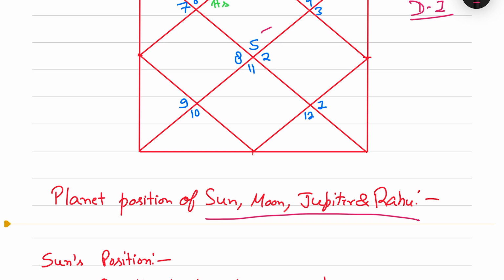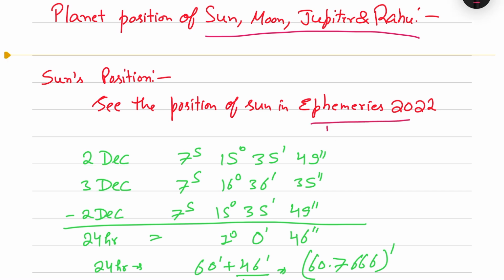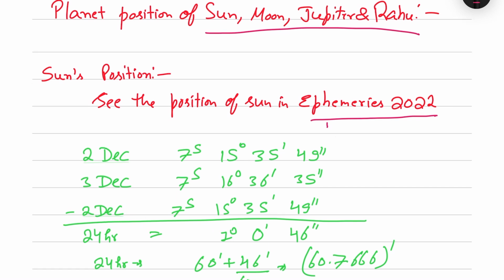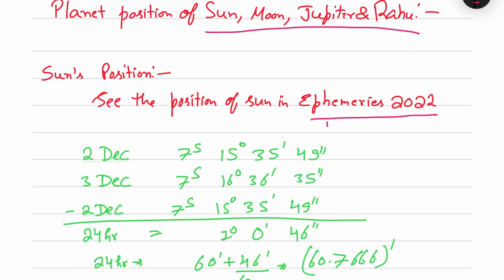To solve the planetary positions, as informed above, we require the ephemeris for that particular year. The questions will be asked only from the years where we have the ephemeris. Since it is 2024, the question will be from 2024 or 2025. So we require the ephemeris for 2022, and then we have two values: one is 2nd December and one is 3rd December. We require the planetary position at that particular time.